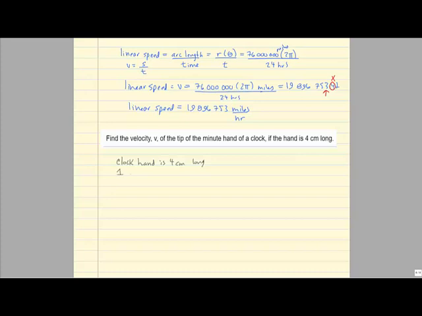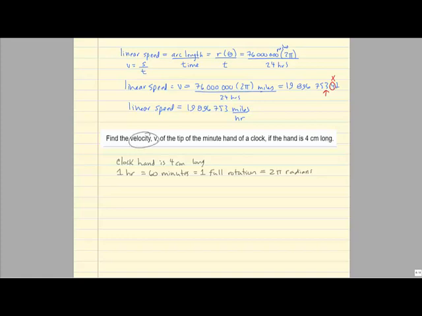So in 1 hour, which is 60 minutes, there's one full rotation of that minute hand. So there's one full rotation. One full rotation around a circle is 2 pi radians. So the full rotation translates to 2 pi radians. So that's going to be interesting. Now it says find the velocity of the tip of the minute hand of a clock. So velocity.